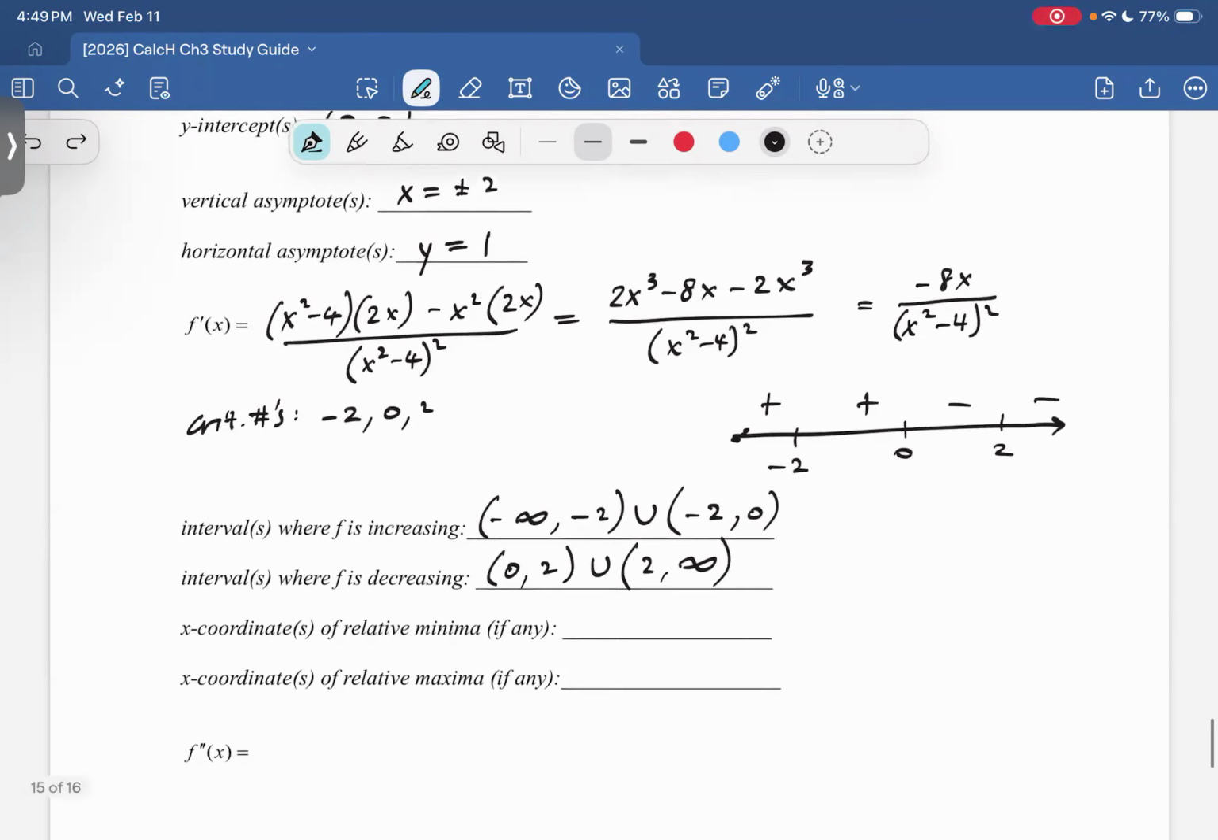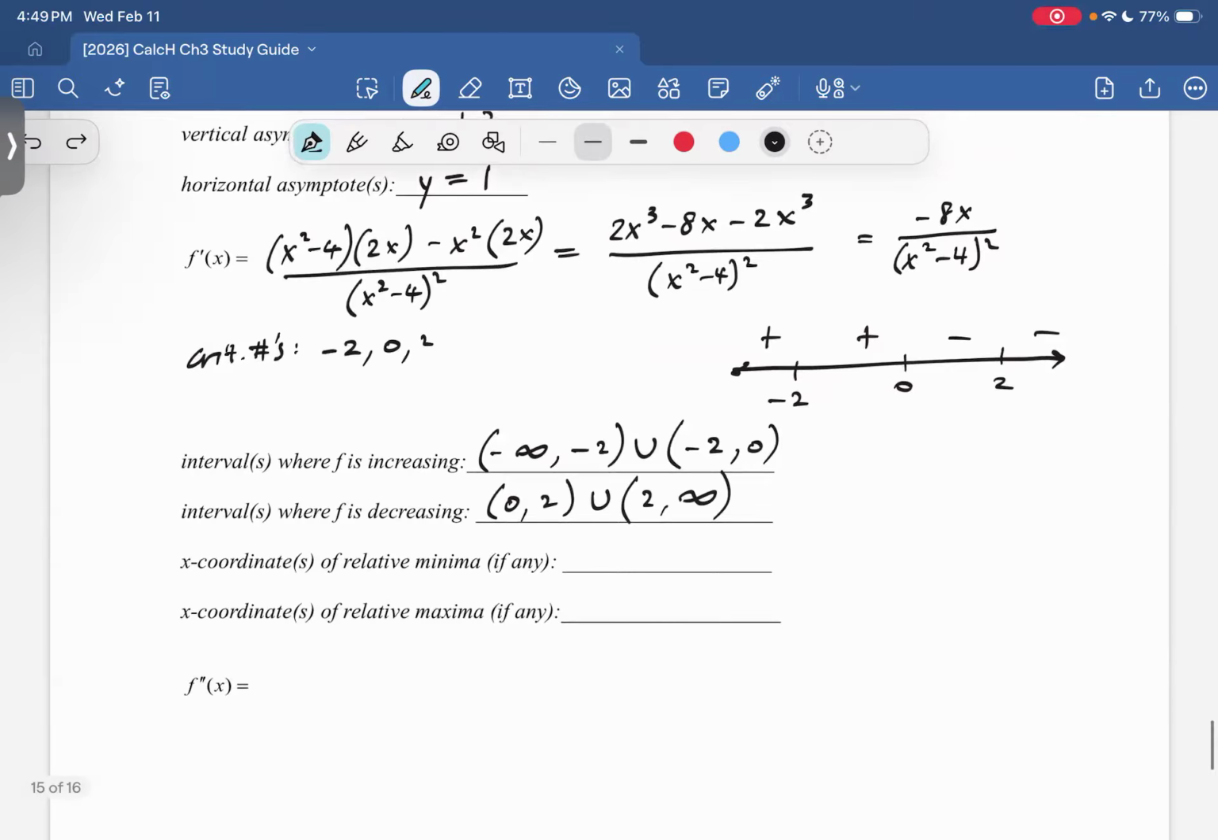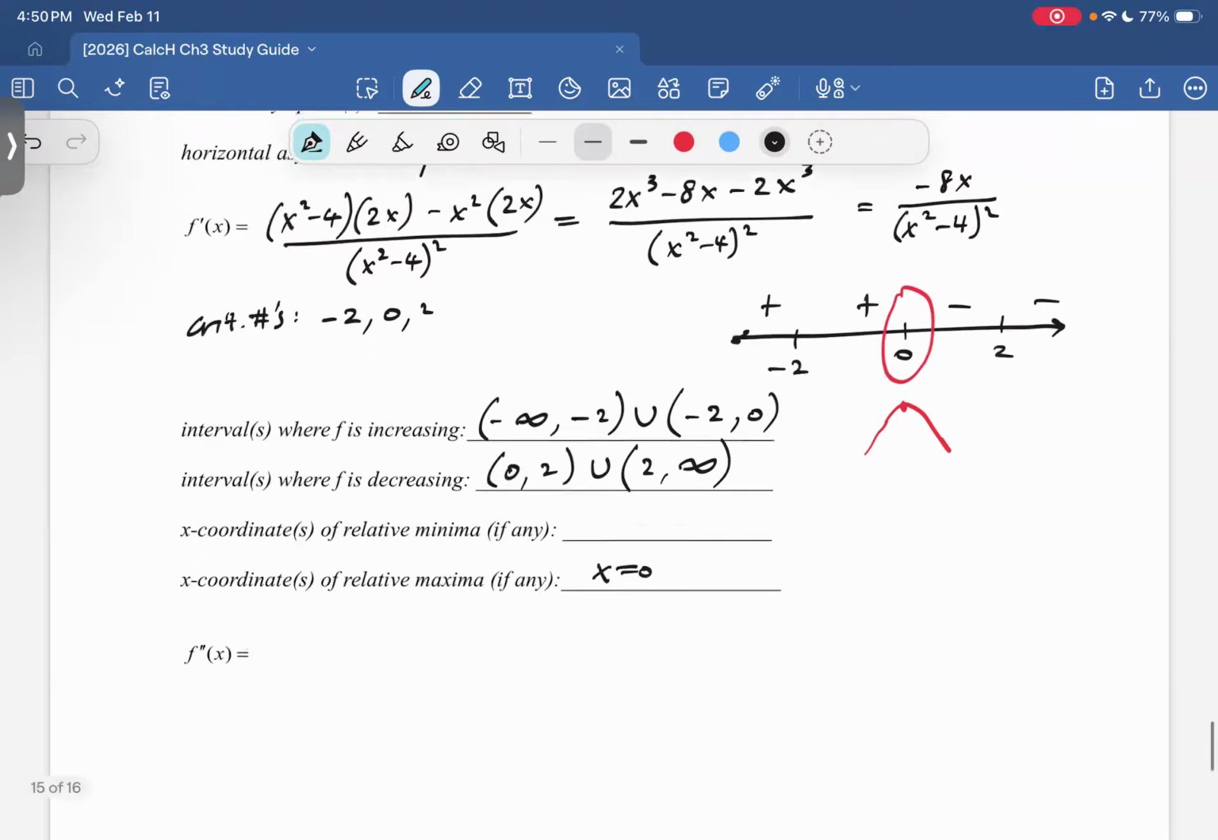Okay, x-coordinates of relative minima. So remember, in order for something to be a relative extrema, the function actually has to be defined there, right? So it can't just be any critical point. The function is not defined at -2 and 2, so those can't be relative extrema. The only possibility is x equals 0, and there we're going from increasing to decreasing, right? So that must be a relative maximum. So x equals 0 is a relative maximum.